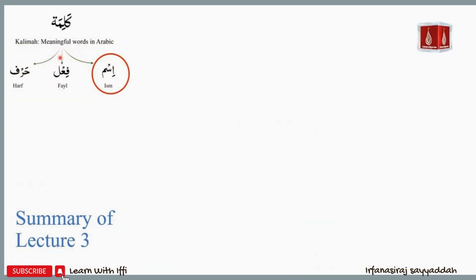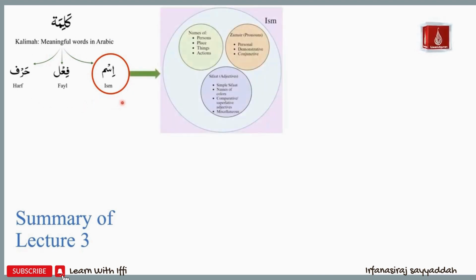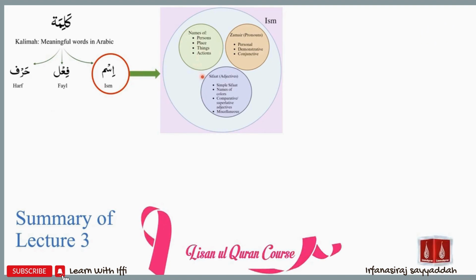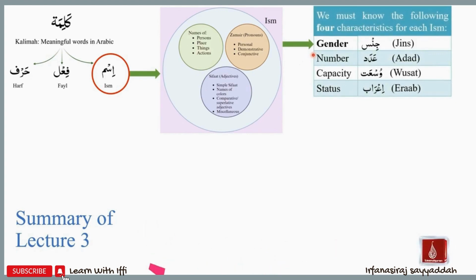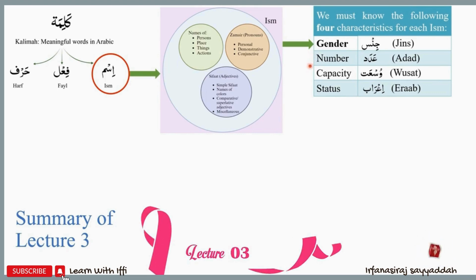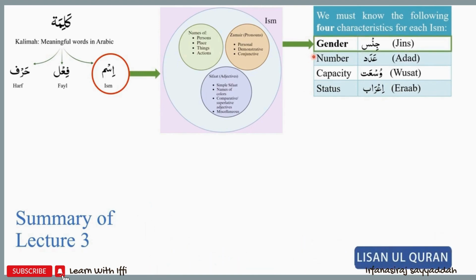Meaningful words in Arabic are called kalima. There are 3 types of kalima: ism, fail, and harf. We focused on the study of ism. We studied that ism will include names, it will include zamair or pronouns, and it will include sifat or adjectives. Furthermore, we studied that for each ism, we must know the following 4 characteristics. We must know the gender of the ism, the number of the ism, its capacity, and its status. We focused on studying the gender of the ism.